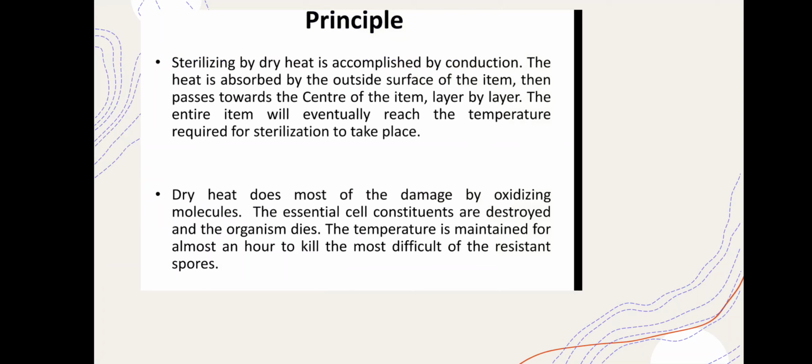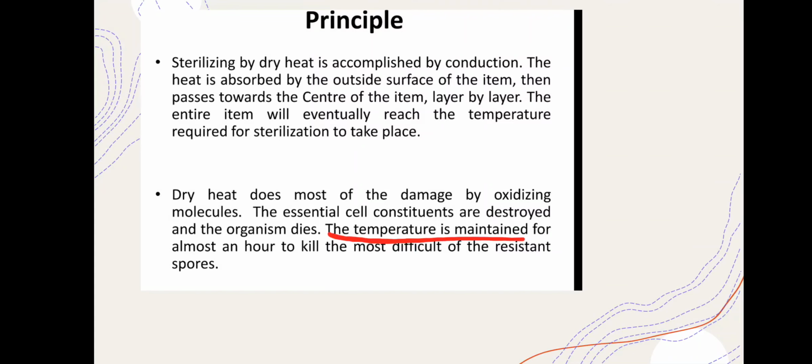Principle: sterilization by dry heat is accomplished by conduction. The heat is absorbed by the outside surface of the item, then passes towards the center of the item layer by layer. Then the entire item will eventually reach the temperature required for sterilization to take place. Dry heat does most of the damage by oxidizing molecules. The essential cell constituents are destroyed. Proteins of the microbes get destroyed. Okay, are you getting what I am telling?